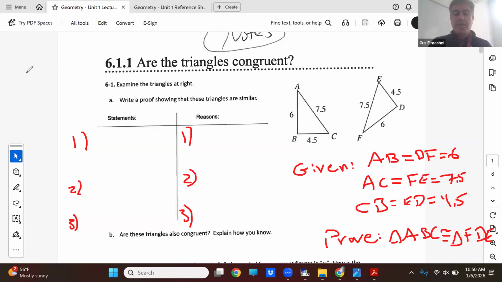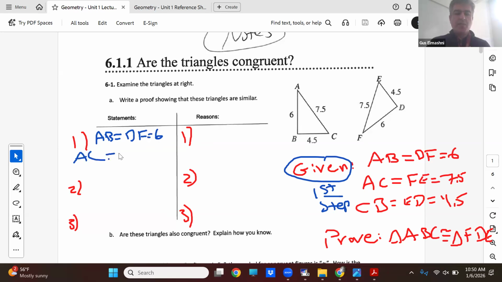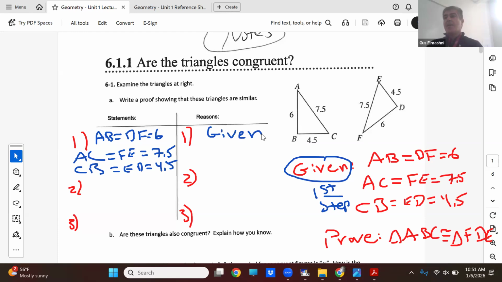So the first thing I'm going to do, always your first step is you're given. This is always the first step. So I'm simply just going to copy everything I just wrote. So I'm going to say AB equals DF, which of course equals 6. AC, which equals FE, of course equals 7.5. And CB, which equals ED, which equals 4.5. And it's a pain. I really don't like this, but we have to do it. You got to write this out. So no shortcuts. Okay, so that's given.